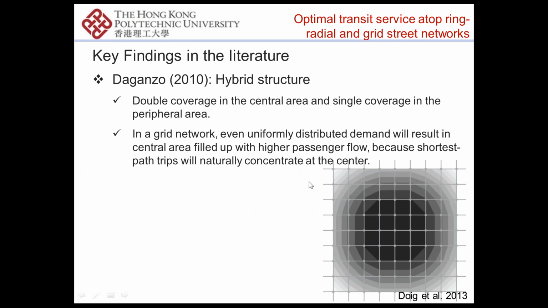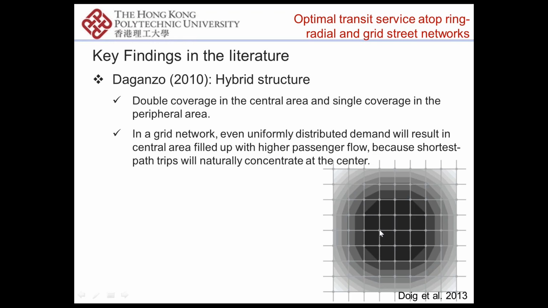So basically there is a grid network, and we assume that the demand is uniformly distributed over the square. And then we assume that every OD pair, every traveler just chooses the shortest path over the grid street network. And here, the shadings basically show the distribution of the passenger flows over the grid. The darker shading actually means a higher passenger flow. The lighter shading in the periphery means a lower passenger flow. So it is clear that even uniformly distributed demand will result in the central area filled up with higher passenger flows.